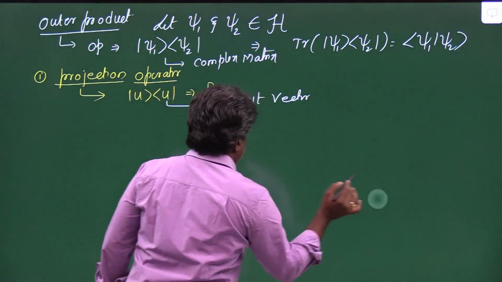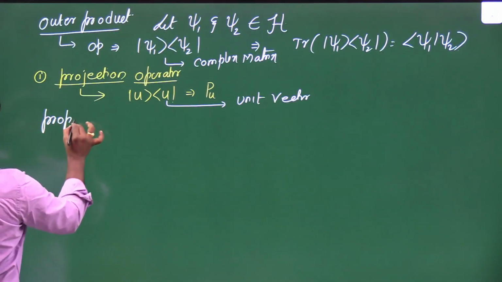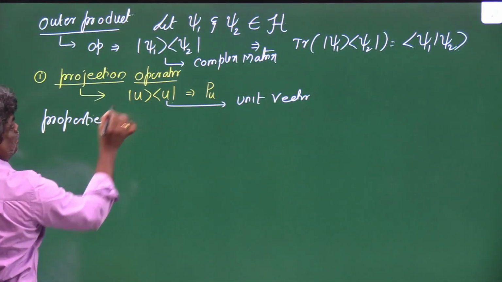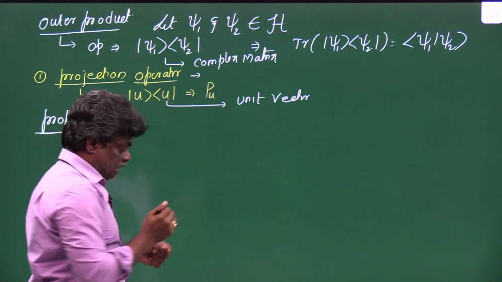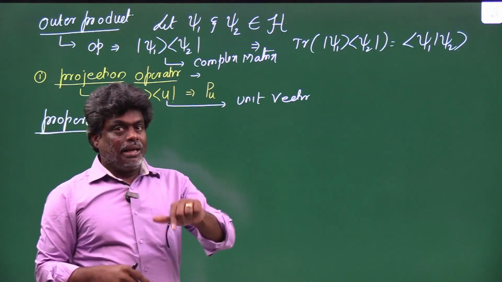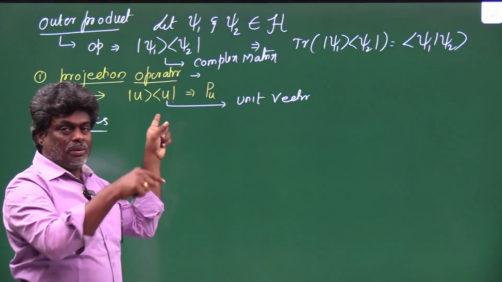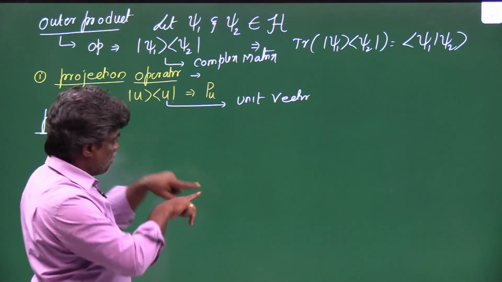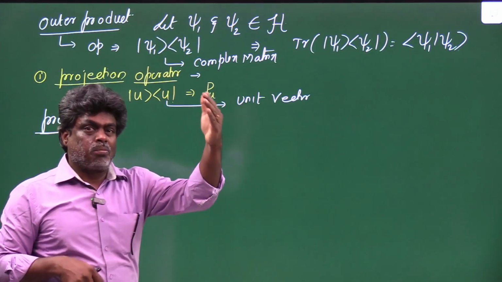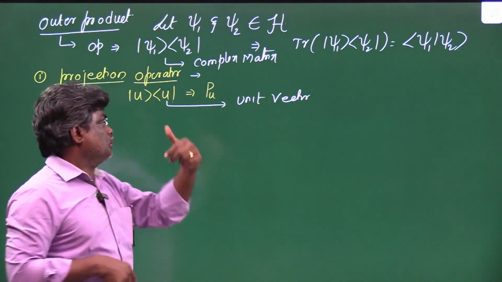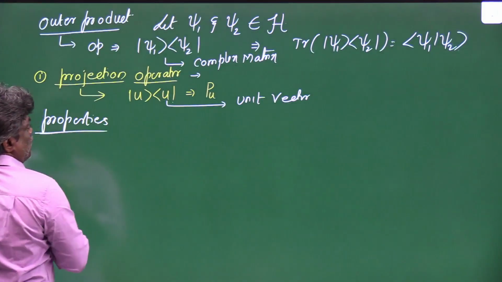Right. Now let us see the properties of this. Yesterday we explained up to these properties. The projection operator will project any vector onto its subspace. It has its own subspace, and if any vector is given, we can project that vector onto its subspace. Is it clear? Right. So, properties.